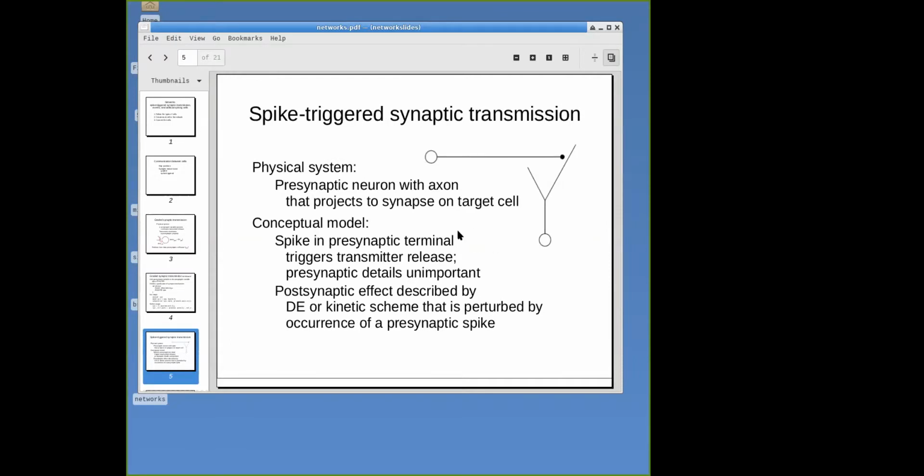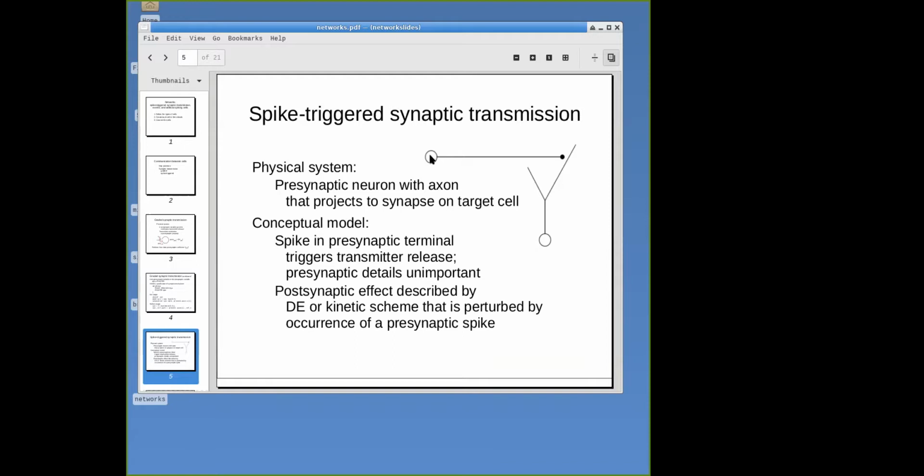What about spike-triggered synaptic transmission? Let's think about the general case. In the general case, we have a presynaptic neuron with an axon of some length, meaning it's going to have lots and lots of compartments when we discretize it. And it projects to a synapse on a target cell. I haven't included a synaptic thingy attached to this cartoon of a cell, but we'll all understand there's a postsynaptic density there, okay?